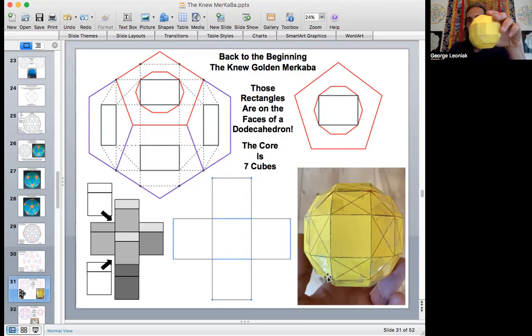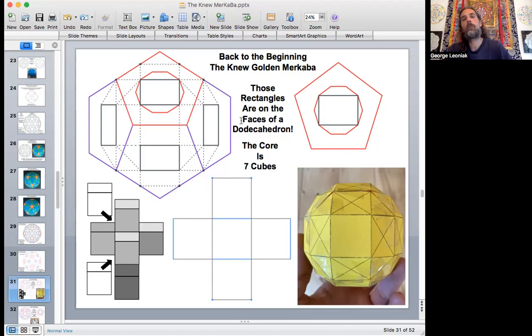But okay, so let's go back to the beginning and go back to our Golden Merkaba here. And I wanted to figure out really where is this now in this whole thing? Because boy, this really ballooned into this, right? And the foundation of it is the core. This structure is like the core of the whole thing because it grew out from there.